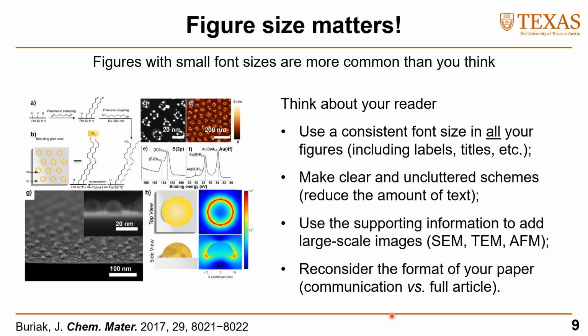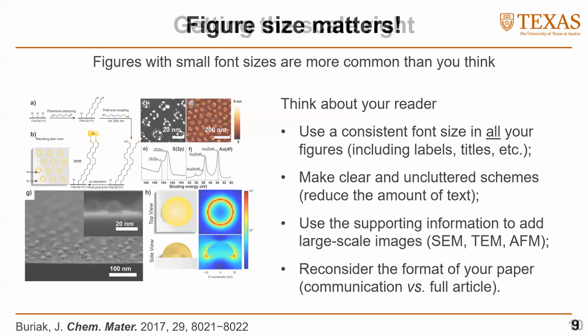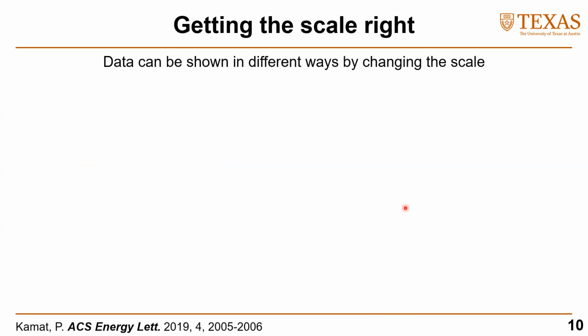Maybe you should aim for a full article paper. So just look at the journal guidelines and you will find the best outcome. Now let's talk about the scale, because the scale is extremely important, and extremely helpful because you can show the same data in different ways.